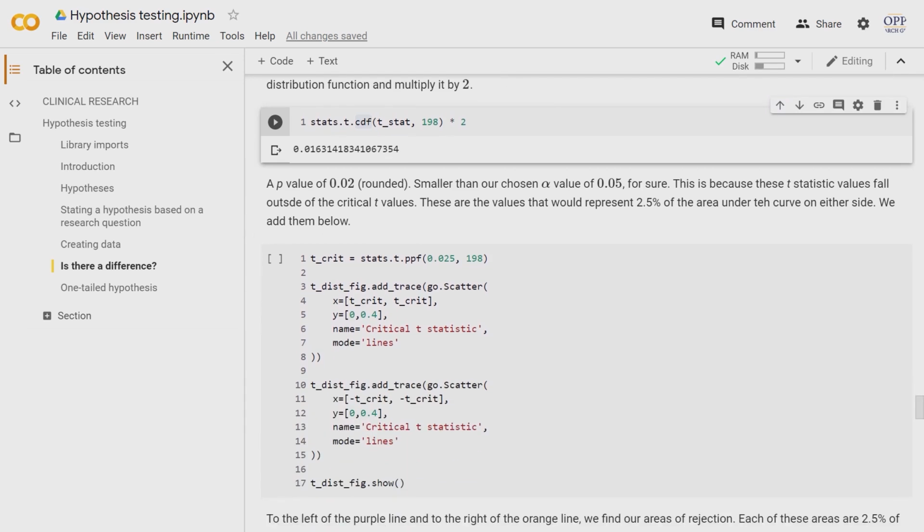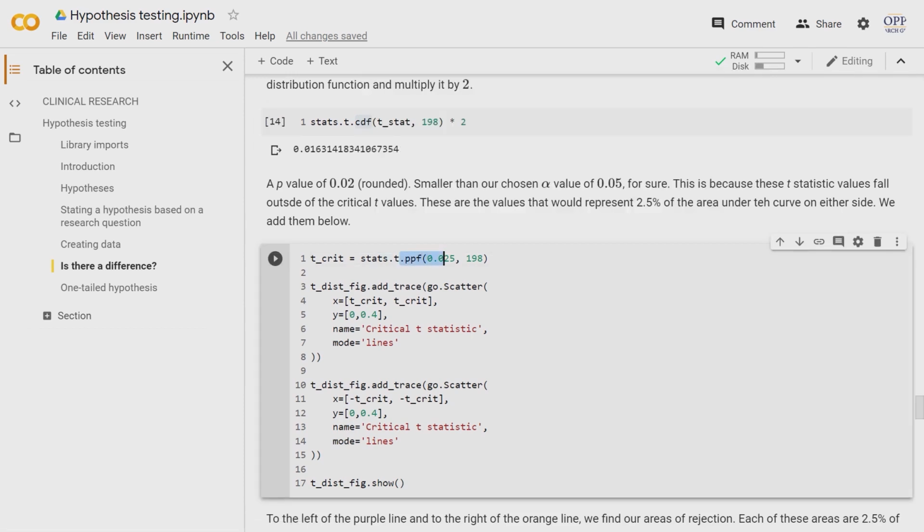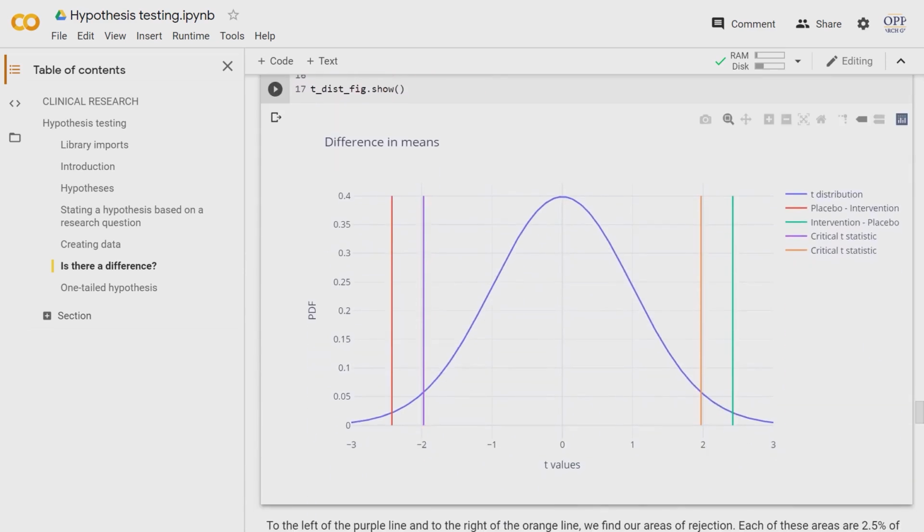Just to let you know, the critical t values, and I get that, remember this ppf function, and I'm going to set it for 0.025 for 198 degrees of freedom. So I just want to show you these two critical values, and I've got them in purple there and in orange. So that would be the cutoff. Towards the left of it would be 2.5% of the area under the curve. To the right would be 2.5% of the area under the curve. And between the two, the rest would be 95% of the area under the curve. So you can see that our differences fell within these what we call rejection zones. So we can reject our null hypothesis.